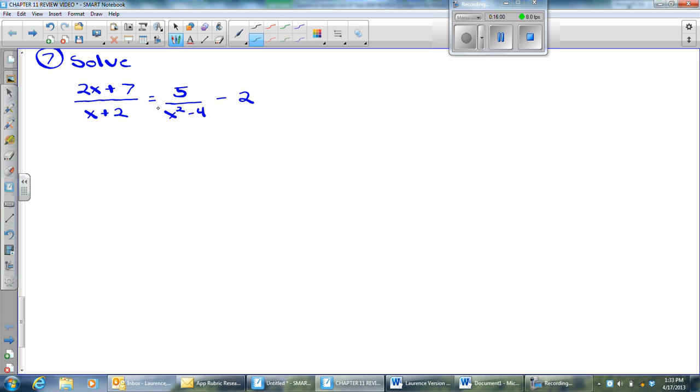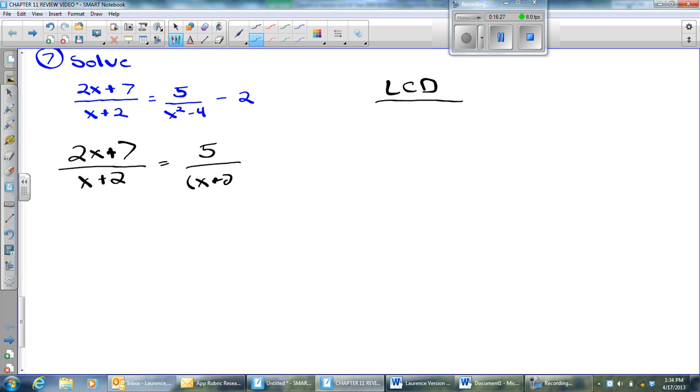When we're solving, this now has an equal sign. So we have to find our least common denominator. Okay. The first thing I'm going to do is factor out this denominator. So we have 2x plus 7 over x plus 2 equals 5 over x plus 2 and x minus 2. And don't forget that other minus 2 over here.